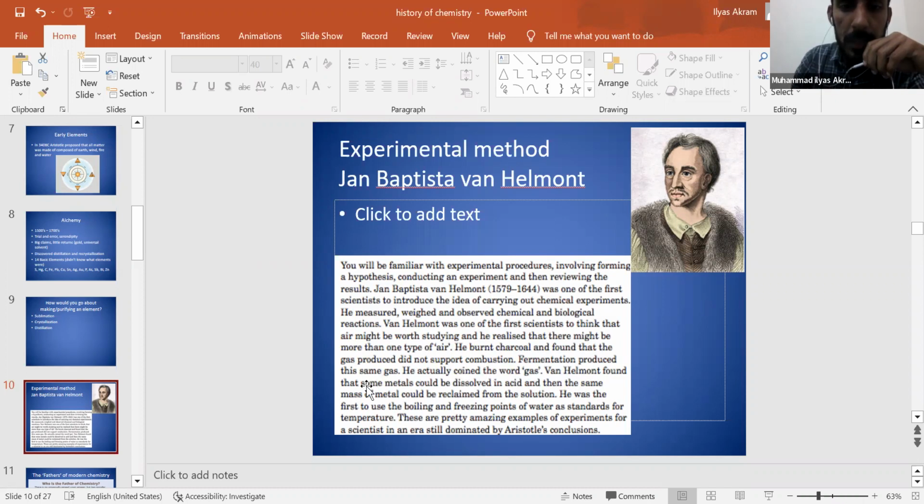Helmont found that some metals could be dissolved in acid, and then the same mass of metal could be reclaimed from the solution. We know that if we dissolve some metals such as copper, silver, or some other metals in HCl or other acids, these can be dissolved in liquid form in the acid, and the same amount of metal can be extracted from the solution.